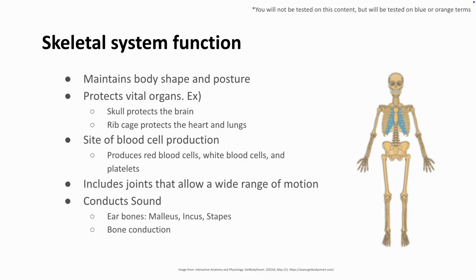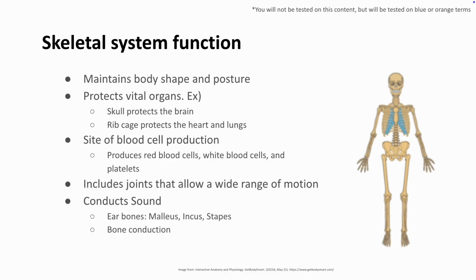Also, your bone or skeletal system is the site of blood cell production, which I will go over in the next slide. It produces red blood cells, white blood cells, and also platelets, which are substances that help clot your blood when you have a small cut and start bleeding. Platelets will come in and clog that wound. Also, joints are part of the skeletal system. Cartilages are also part of the skeletal system that allow a wide range of motion.